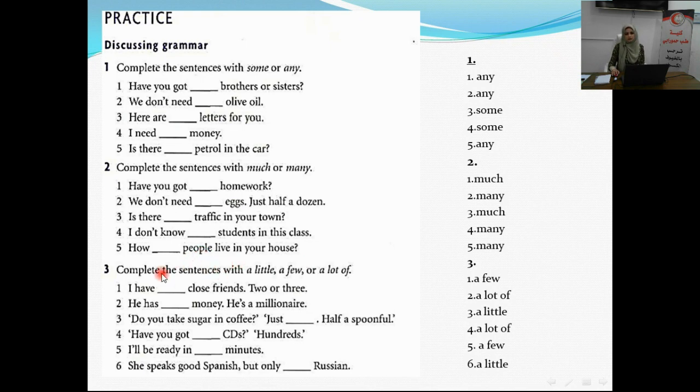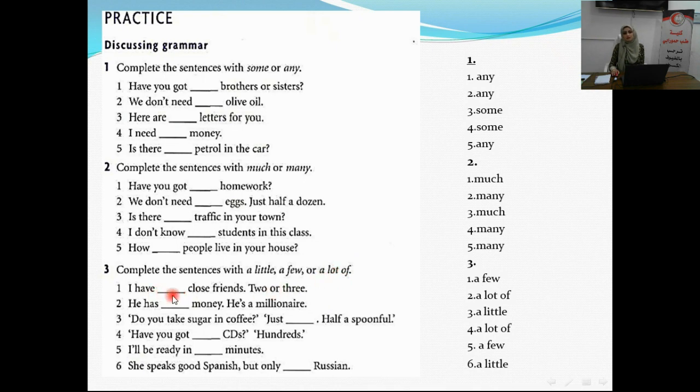The last exercise, complete the sentence with a little, a few, or a lot. So the difference between these 3 expressions is a little to be used with non-countable, a few with countable and means a small number, and a lot to be used with affirmative, negative, interrogative, countable and non-countable noun. As we said, it doesn't have restrictions in its use.